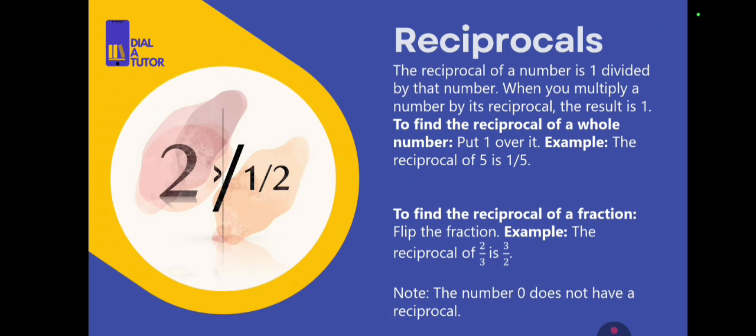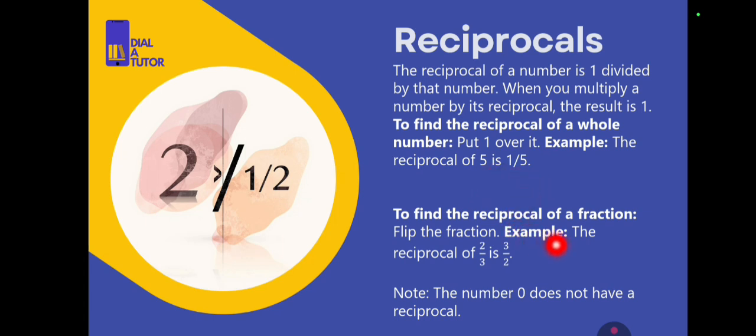Now let's talk about the reciprocal. The reciprocal of a number is 1 divided by that number. When you multiply a number by its reciprocal, please take note that the result is 1. To find the reciprocal of a whole number, put 1 over it. For example, the reciprocal of 5 is 1/5.